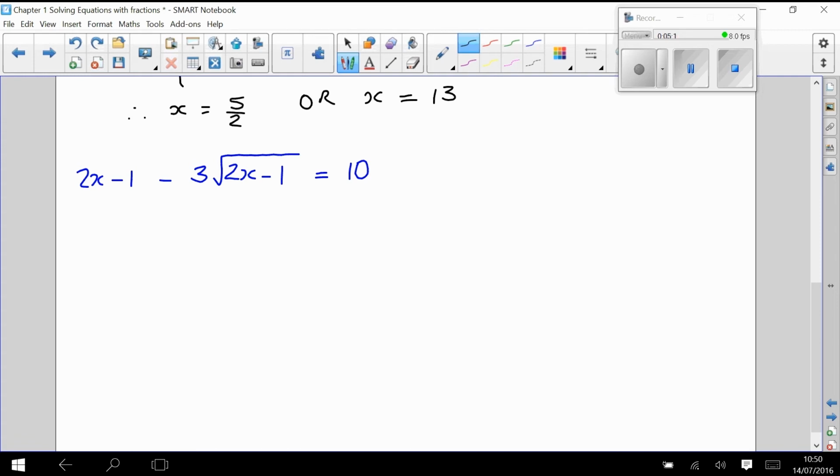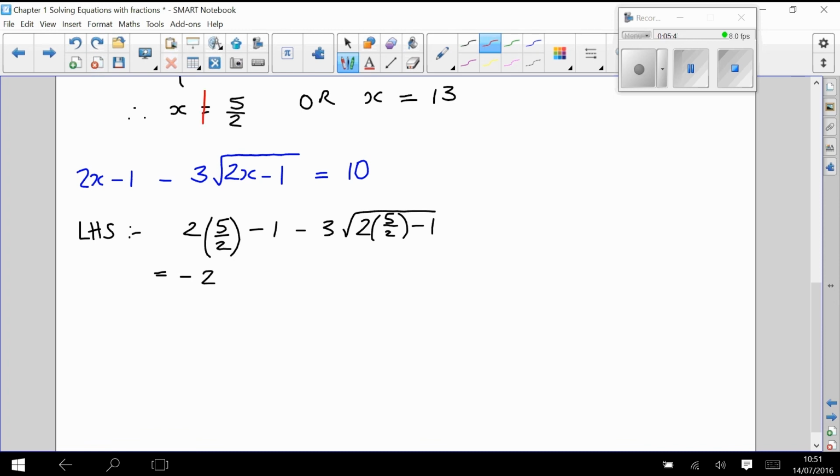If I substitute in x equal to 5 over 2, on the left-hand side I get the statement 2 times 5 over 2 minus 1 minus 3 times the square root of 2 times 5 over 2 minus 1. If I work out the sum, I don't get the answer of 10. I get an answer of minus 2. In fact, that means that this number, when x is 2.5, cannot work.